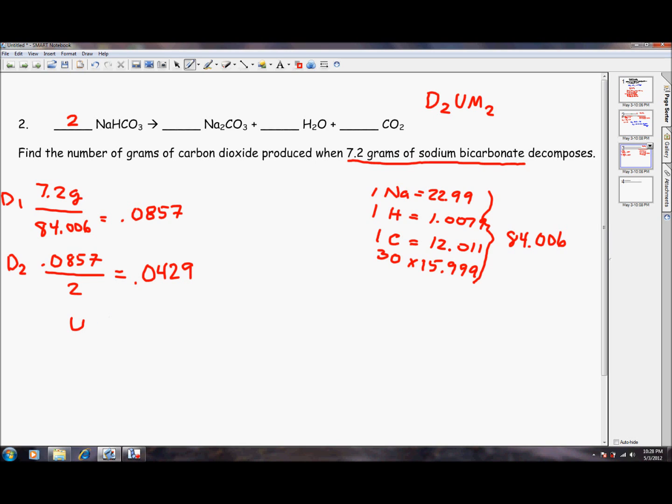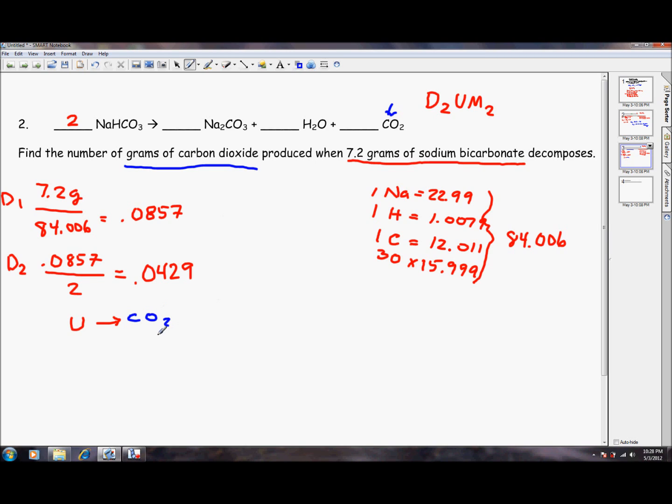Okay, I'm going to move it under. So now I'm going to stop worrying about sodium bicarbonate. Now I'm going to go and say, okay, what am I supposed to find? I'm supposed to find grams of carbon dioxide. That means I'm going to move to here. Started here, moving to here. Okay, so I'm switching to CO2.